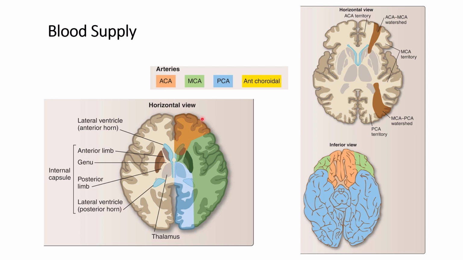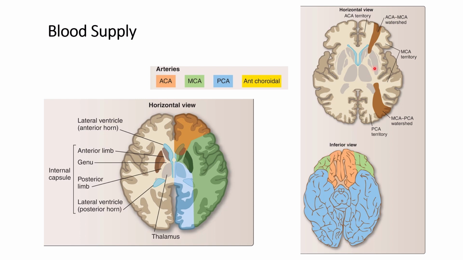Okay, so this is the transverse section of the brain, and you can see the anterior cerebral artery is more medial. It's a little bit anterior, but more medial. The middle cerebral artery is lateral, and the posterior cerebral artery is also medial but also inferior. Same idea here: the posterior cerebral artery supplies the inferior part of the brain. Anterior cerebral supplies the middle side, and the middle cerebral supplies the outer side.